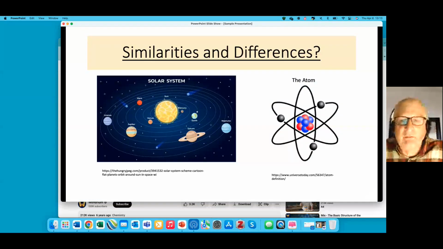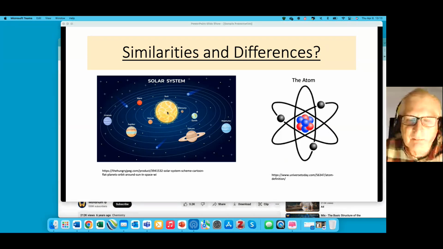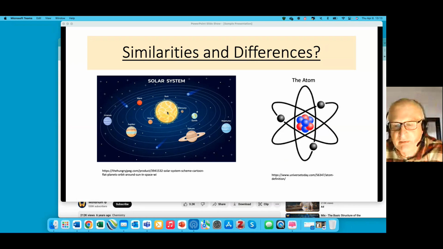On the left-hand side here, we're very familiar with the solar system. What makes up the solar system? We have our sun in the middle, and we have 8 planets that go around on the outside. That's very familiar to us. The other thing on the right-hand side may not be as familiar to you, but it's a stylized image of what an atom looks like. Let's see what the differences and similarities are between these two images.